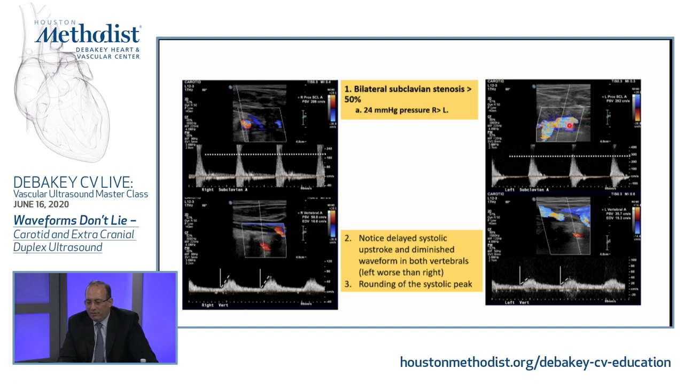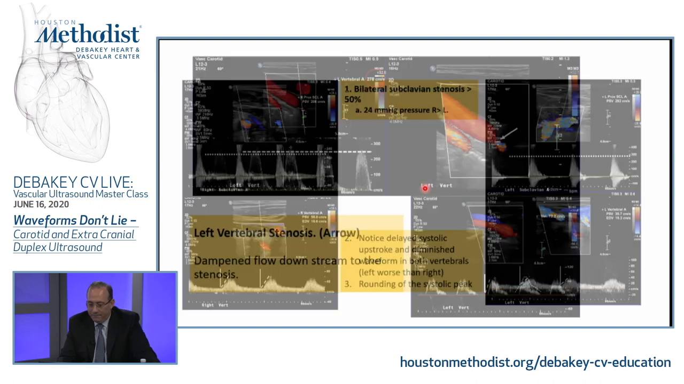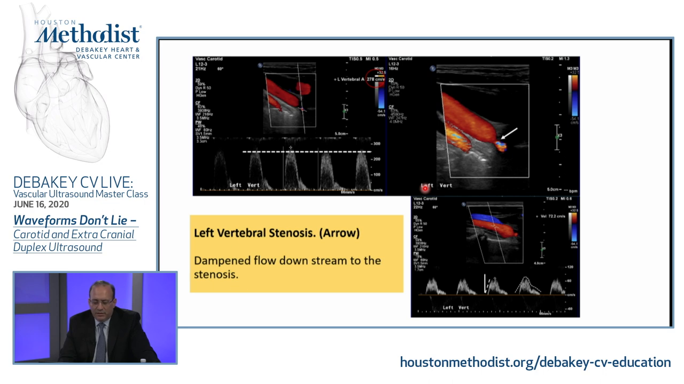Not only that, but you see a lot of the spectral broadening on the left, and we don't see as much of that on the right side. So again, bilateral subclavian stenosis, you have the vertebral. If I were to ask you which one is more significant, without knowing the blood pressure difference, you can easily tell that the left side is more significant than the right side. This vertebral is fantastic because it gives us a lot of information.